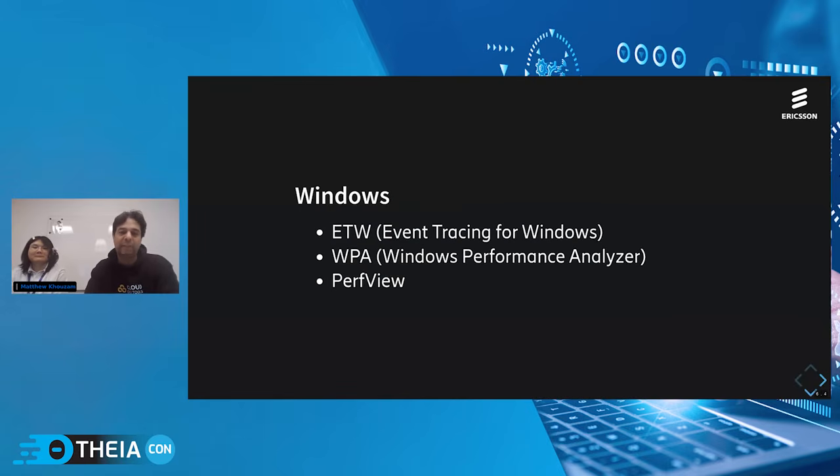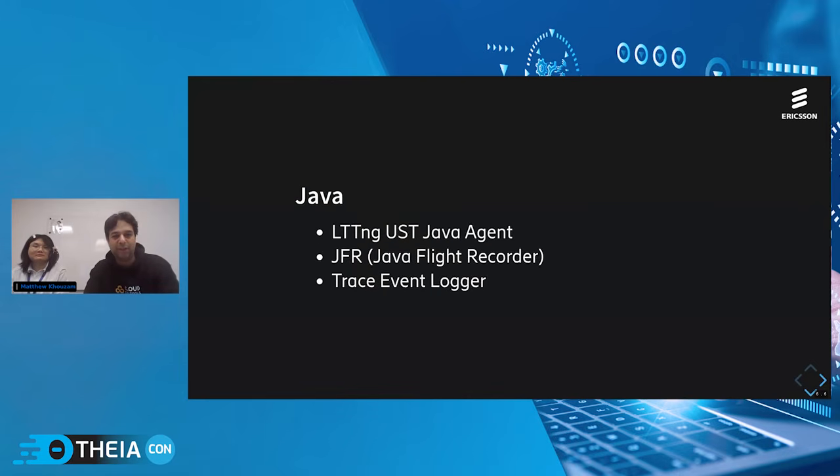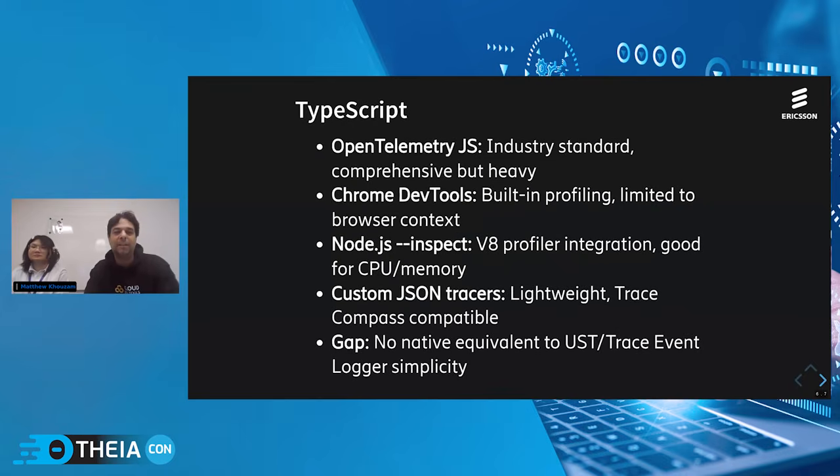In Windows, there's Event Tracing, there's the Windows Performance Analyzer, and there's PerfView. It's actually a pretty nice combo. On macOS, you have dtrace, Instruments, and OSLog. In Java, you can use the LTTng UST Java Agent, JFR, which I do know that the Eclipse Foundation uses and speeds up the IDE with, and the Trace Event Logger, which Trace Compass has used to speed things up. And in TypeScript, it's a little more complicated because the standard is not yet really established.